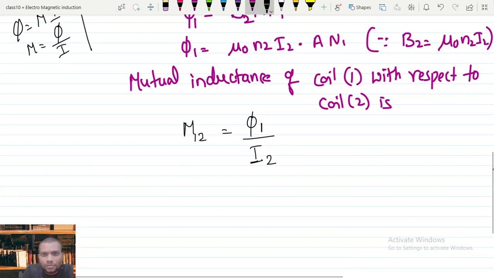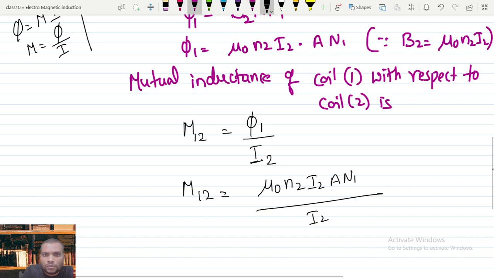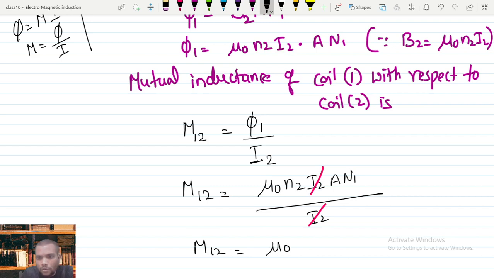Now if we substitute the known values there, M12, the mutual inductance of S1 due to S2, equals phi, whose value I already got, that is mu naught times n2 times I2 times A times capital N1, upon I2. Let me cut the like terms. Here I2 gets cancelled. So if you rewrite the expression, M12 equals mu naught times n2 times A times N1.